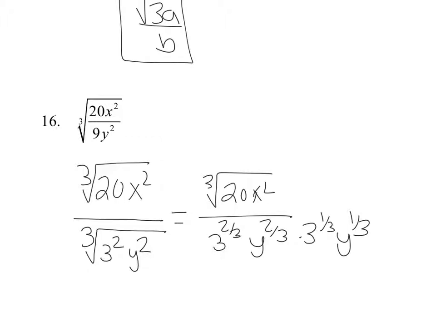And that's because, remember what you do when they have the same base, you add. What's 2/3 plus 1/3? It's 1. Okay? So that gets rid of our radical. So multiply that up here. You have 3 to the 1/3 times y to the 1/3.